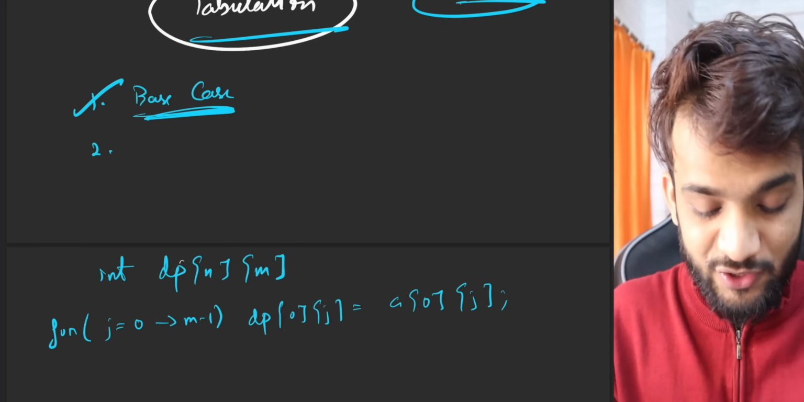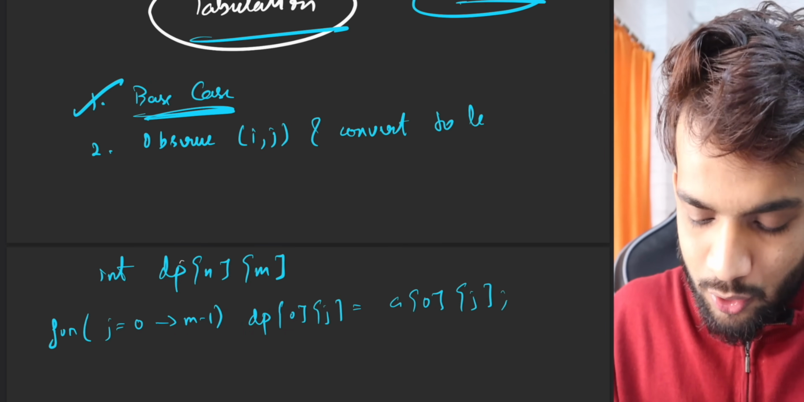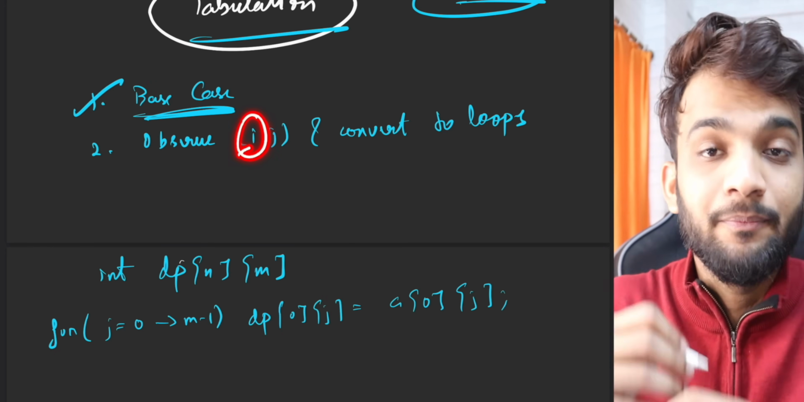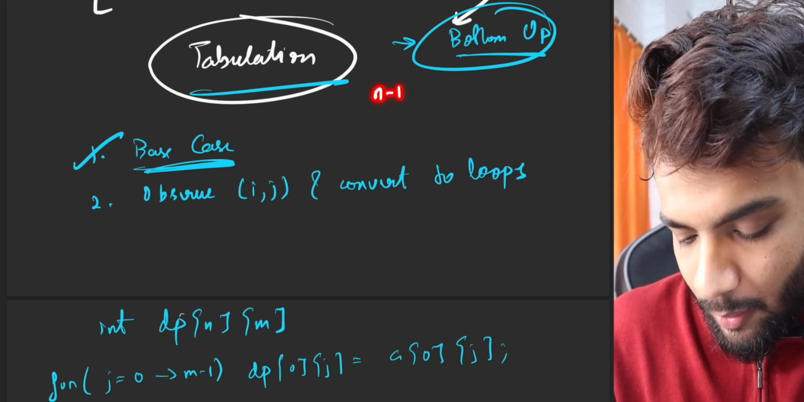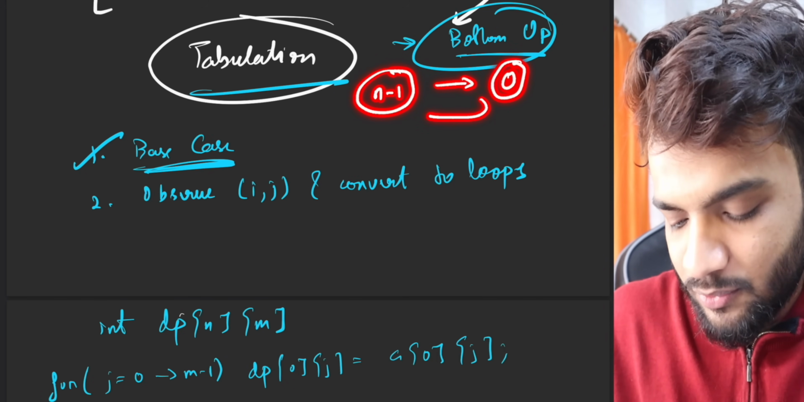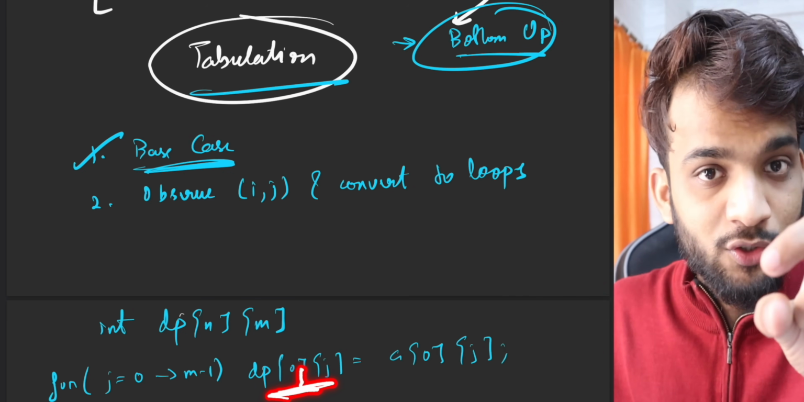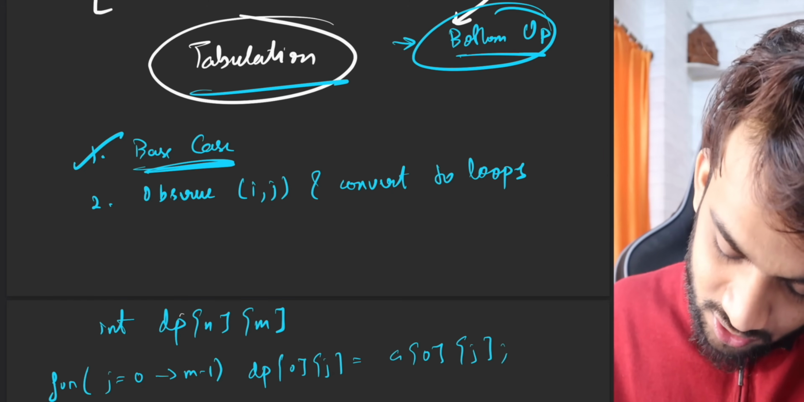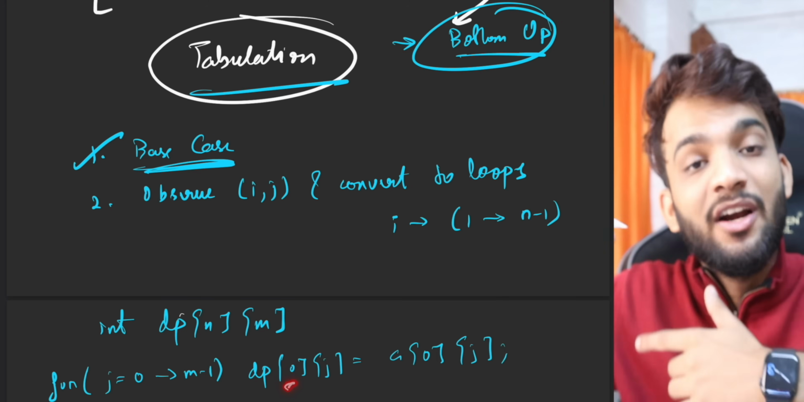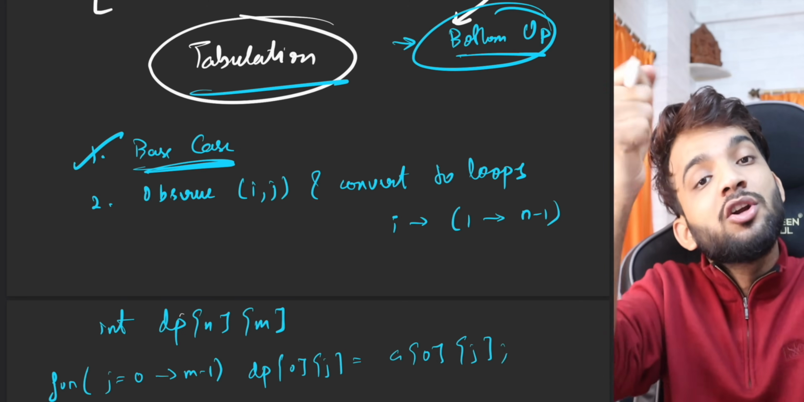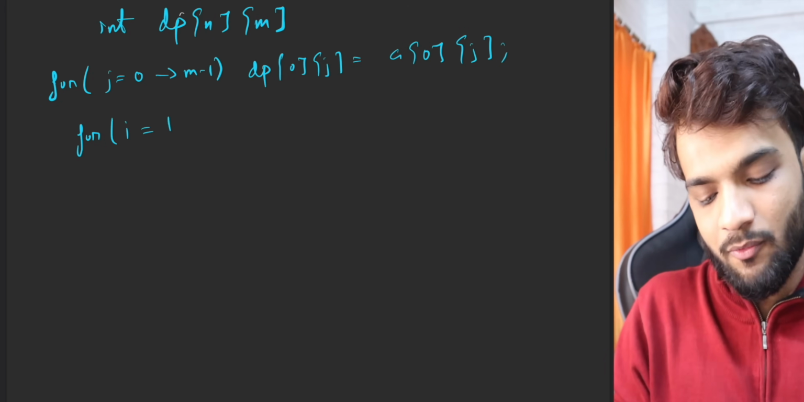The next thing is observe the states i and j and convert to loops. So let's observe what is the value of i. What is tabulation? Bottom up. So how are you doing the recursion? The recursion is going from n minus 1 to 0. So the bottom up will go from 0 to n minus 1 because the base case is 0. But you have already solved for 0. So you'll just start from the next case, which is 1 to n minus 1. Why? Because you have already solved the case for 0. So you start from the next guy, the base case is covered. So you move to the next, which is 1. So i is explored. So just write the first loop. Simple as that. Don't complicate. Just write the first loop, which is from 1 to n minus 1.